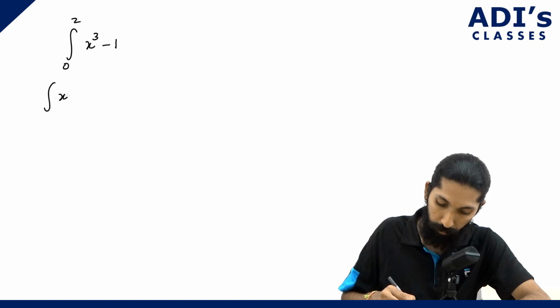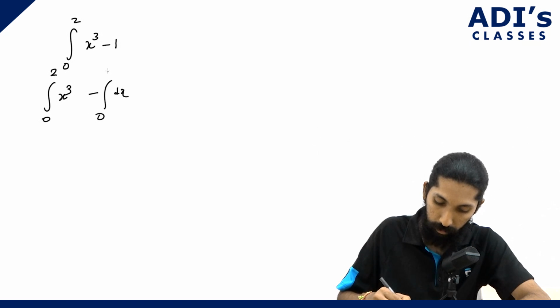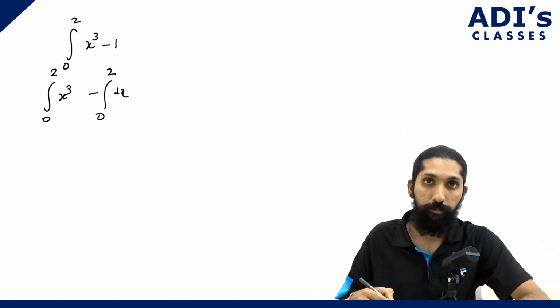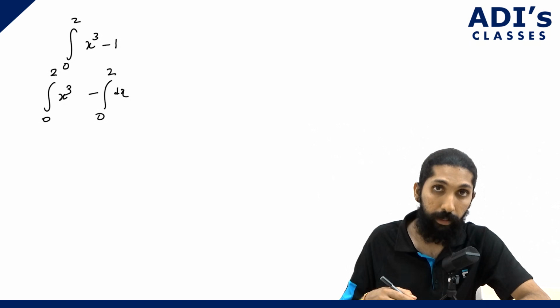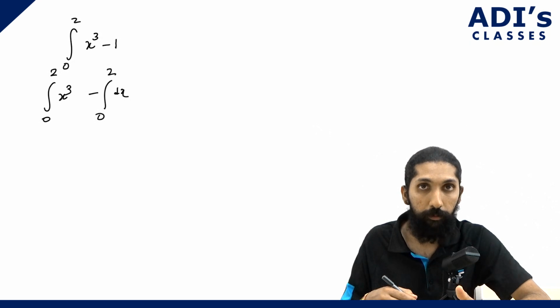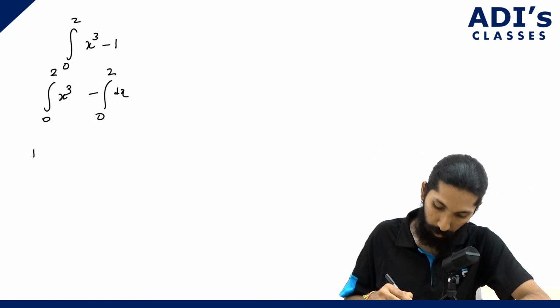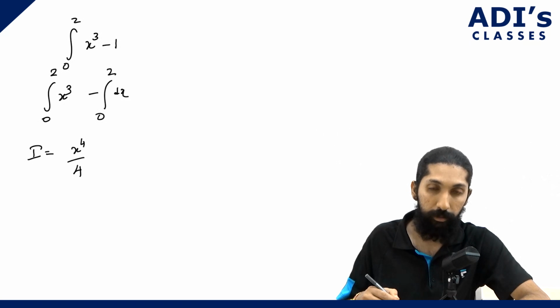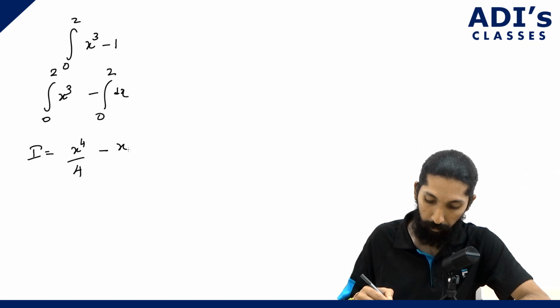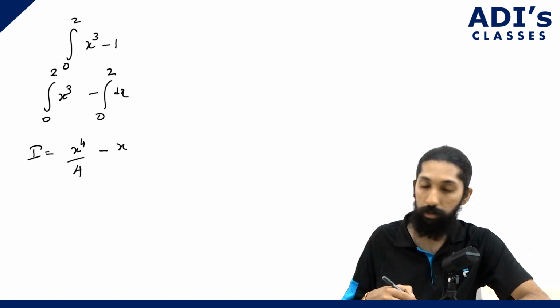Integral x cube minus, right? This is the value. This is the integration part. Now, x cube you have to integrate, which is x power 4 divided by 4. So you have this as first part minus x. Now, there's no plus c.